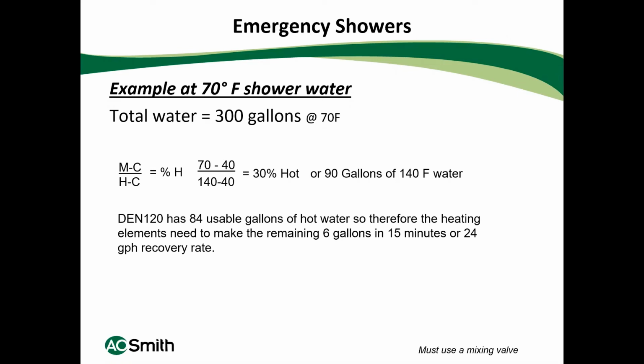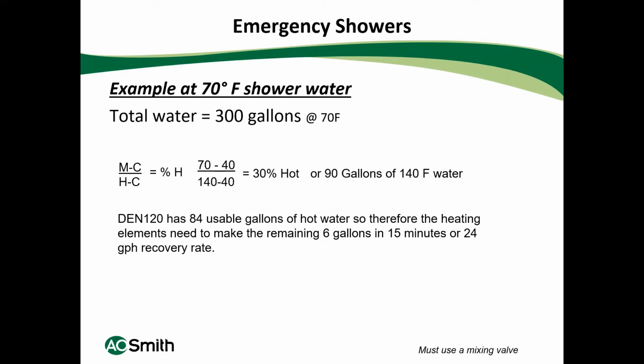One of our light duty electric water heaters, our DEN 120, has 84 usable gallons of hot water. As I mentioned, the 70% draw efficiency: it's 120 gallons times 70% equals 84 gallons.